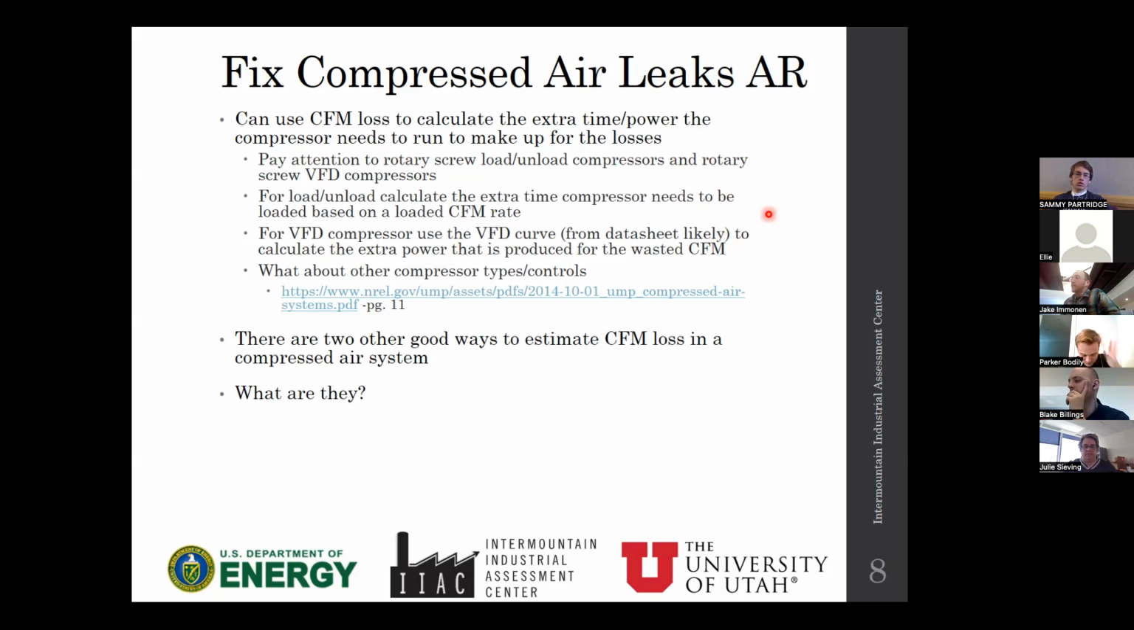So there's two other ways that I found that we can also estimate our CFM loss in a compressed air system. This would be the same thing as doing an air leak audit, except here we would be using a different method to find how much CFM is lost in the system. Does anybody have any ideas of how we could do that potentially?